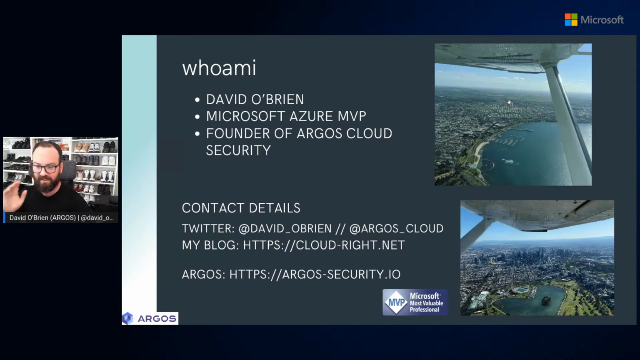Quick, who am I? David O'Brien, you've already heard my name. I'm a Microsoft Azure MVP for 8 years now, I think, 8 or 9 years. I've been around the cloud ecosystem for quite a while, and 2 years ago I founded Argus Cloud Security. I'm from Australia, based in Geelong. The top right picture is the beautiful city of Geelong in Victoria, Australia. If you've watched the Formula One recently, it's close to Melbourne. You see the Formula One racetrack down here around Albert Park Lake in Melbourne.